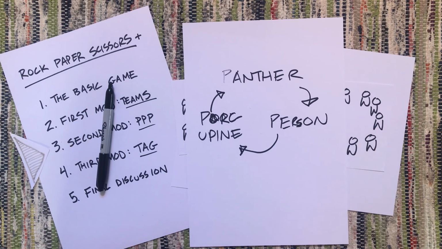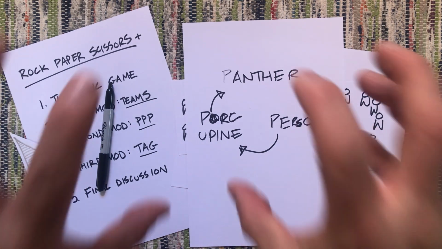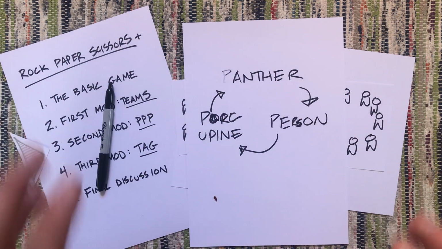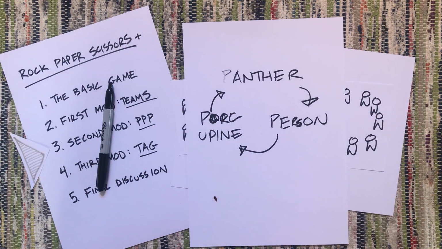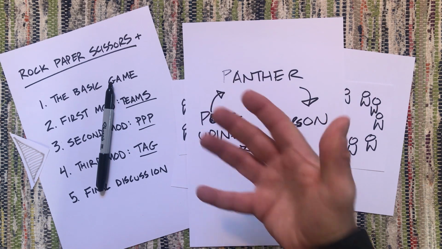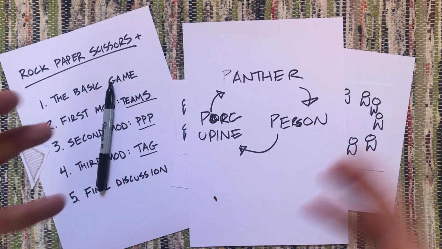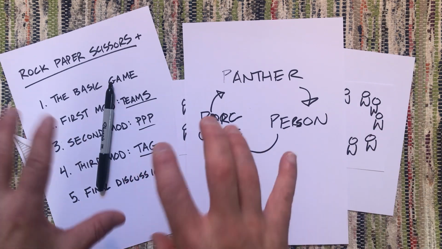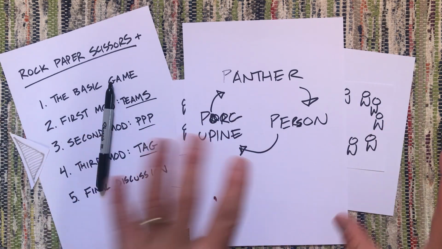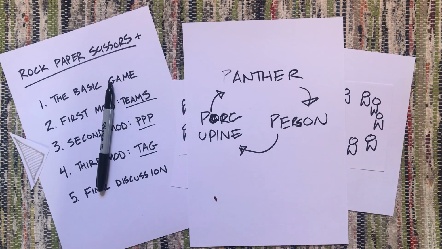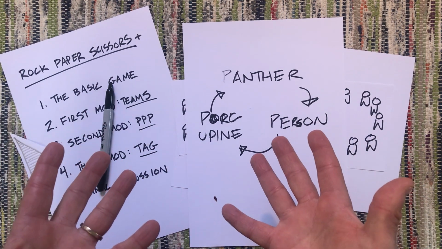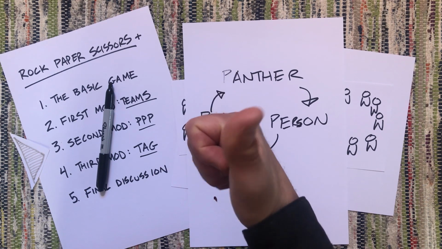So maybe it's a roar or a growl or whatever the group thinks is the best panther sound. And then go ahead and do porcupine and do person and get suggestions, have everybody practice all 3 of them and make sure everybody is comfortable doing panther, person, and porcupine. Okay, so you might be thinking to yourself, this sounds a little bit silly. And yes, it is a little bit silly.